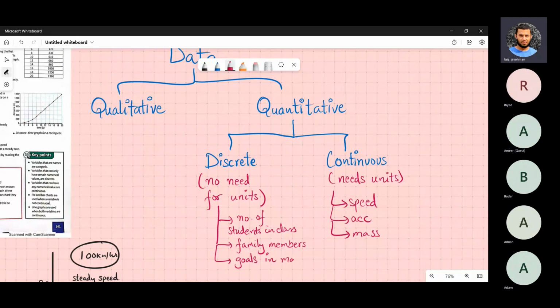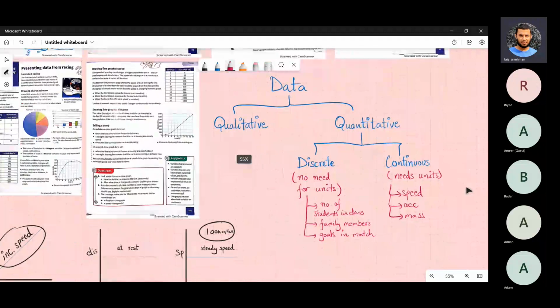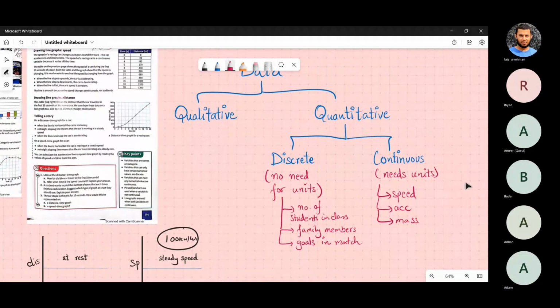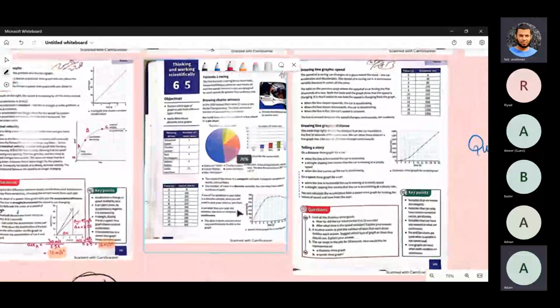Goals in a match, yes. Okay, so these are all discrete. Riyad, did you understand the difference between discrete and continuous? Everyone, Adnan and Badr also clear? Yes, mister, it's easy. I already understood it.